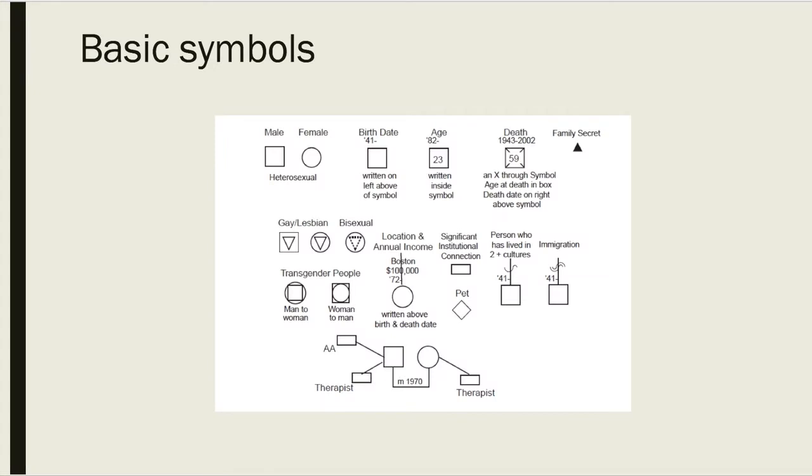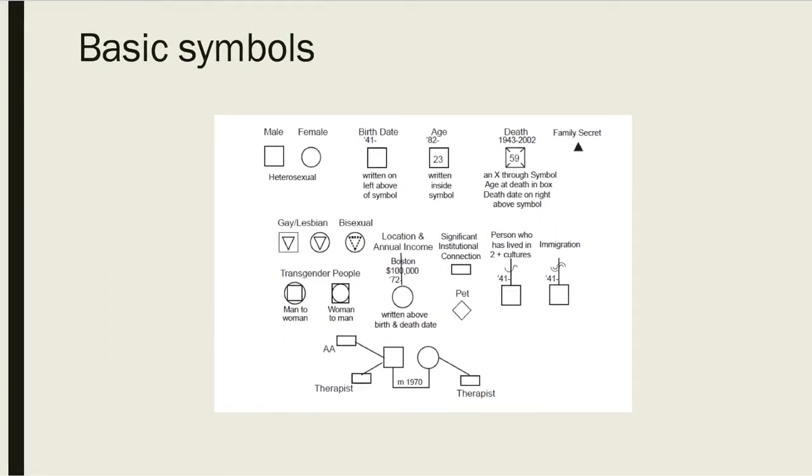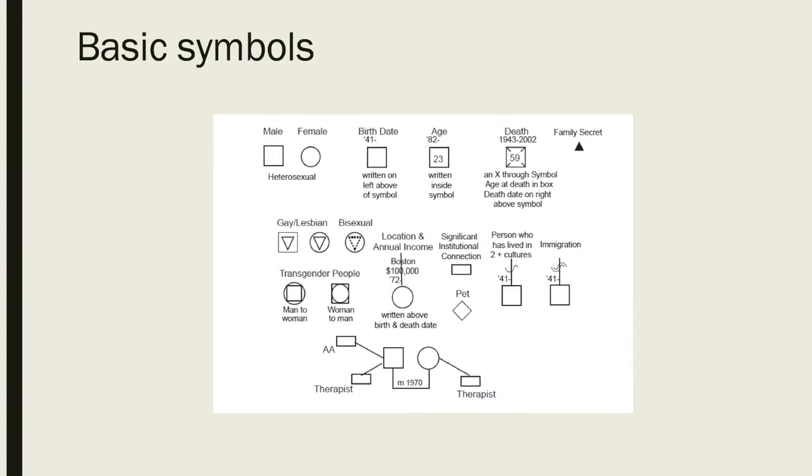So to begin our project, we're going to talk about some of the technical aspects of a genogram. First, a male is always represented as a square, and a female is always represented as a circle. The symbol for a male in a heterosexual partnership will always be on the left. The female symbol will always be on the right.